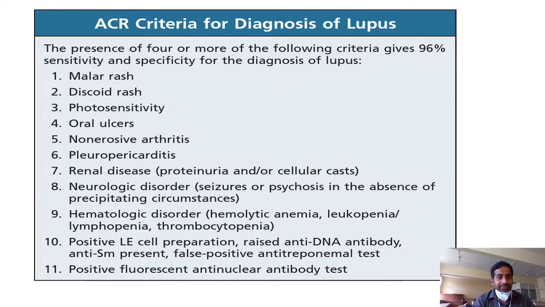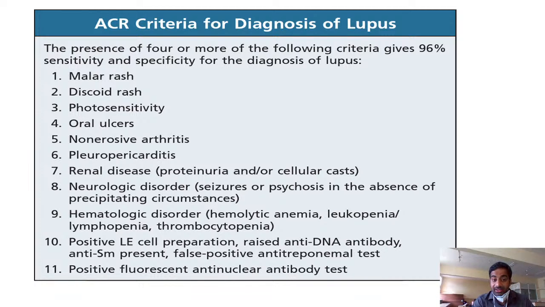So ACR criteria for diagnosis of lupus, you have 11 criteria. So the first one is malar rash, already told, discoid rash, photosensitivity, oral ulcers, non-erosive arthritis. It's always non-erosive, remember. Pleuropericarditis, that is serositis. Renal disease, that is proteinuria with or without cellular casts. Neurological disorders, like it could be seizures, psychosis.